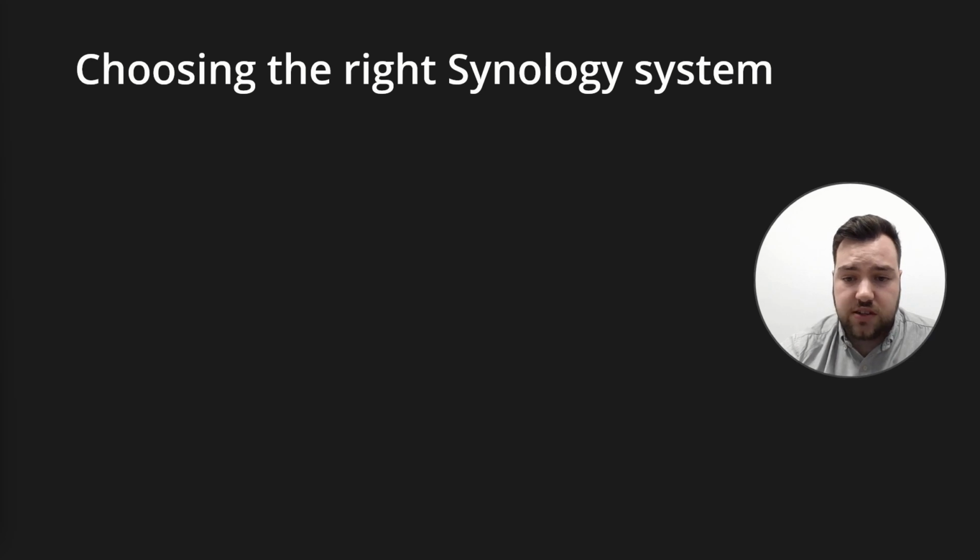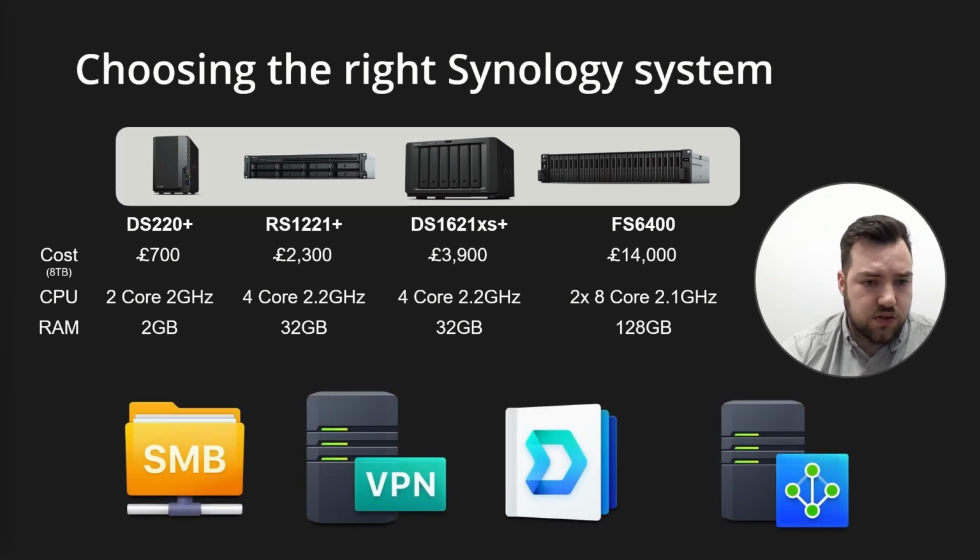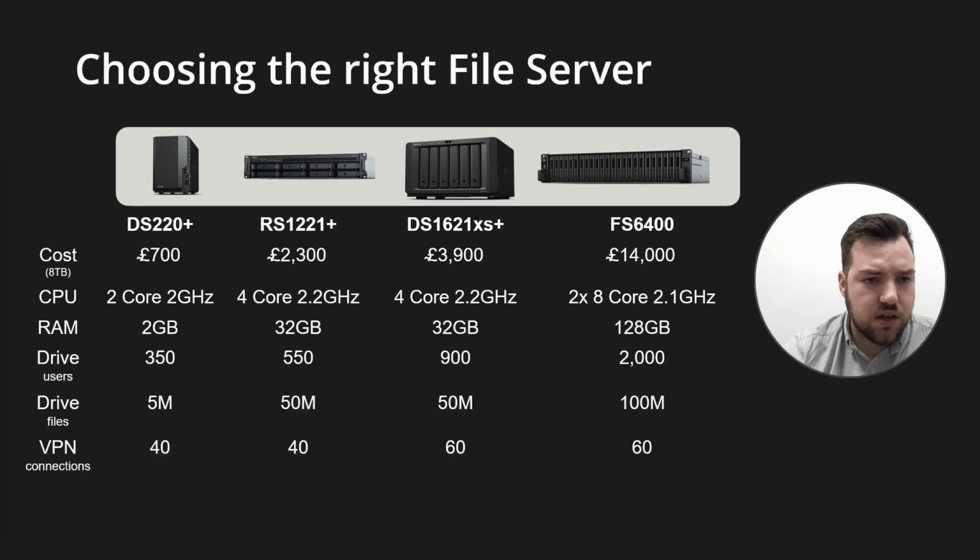So here you can see we have a range of options from a 2-bay NAS all the way up to a 24-bay flash station, all with 8 terabytes of storage, and you've got the options for small medium business, and it can run all of the applications we've been talking about so far. So we're now going to look at some stats for the right file server. When we look at drive users, this is the amount syncing at a single time. So the 2-bay model here can take 350 users all syncing at the same time, and the flash station can take 2000.